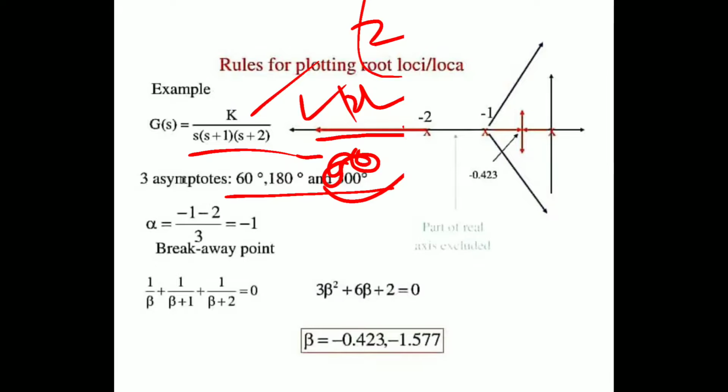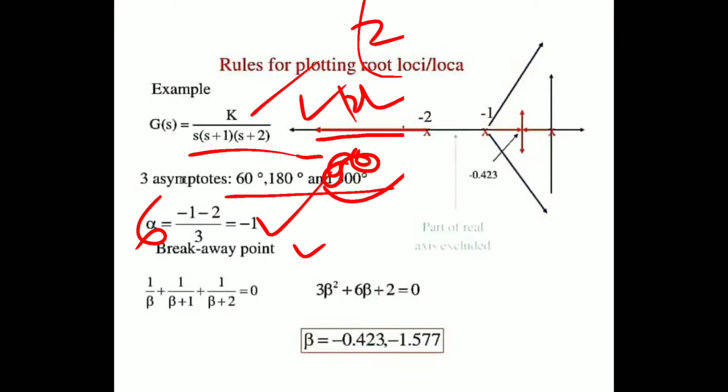Now how is the centroid calculated? Summation of the poles minus summation of the zeros, divided by poles minus zeros. The summation of the poles is minus 1 minus 2, that becomes minus 3, divided by poles minus zeros, which is again 3. Minus 3 divided by 3, the centroid is minus 1. So the centroid is minus 1. Next is the breakaway point. How are we finding the breakaway point? Summation of 1 upon beta: 1 upon beta plus 1 upon beta plus 1 plus 1 upon beta plus 2 equals 0.